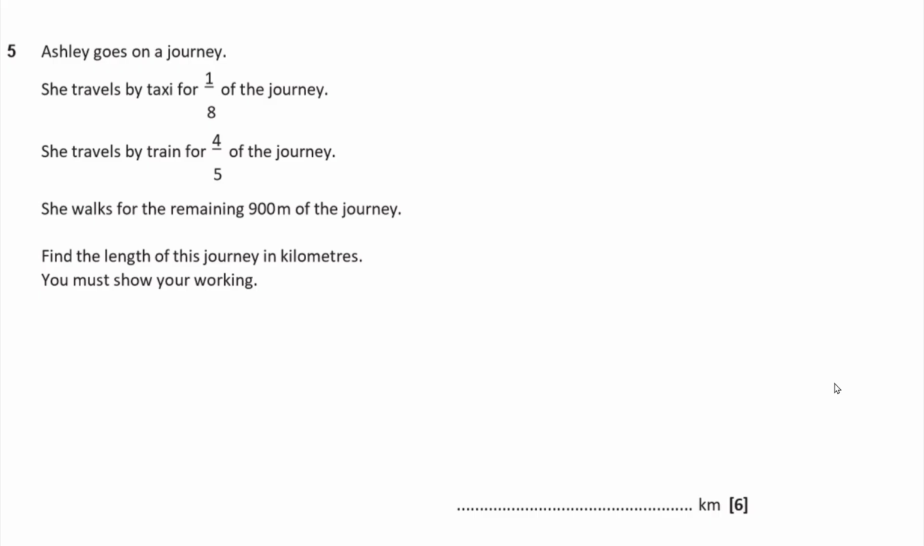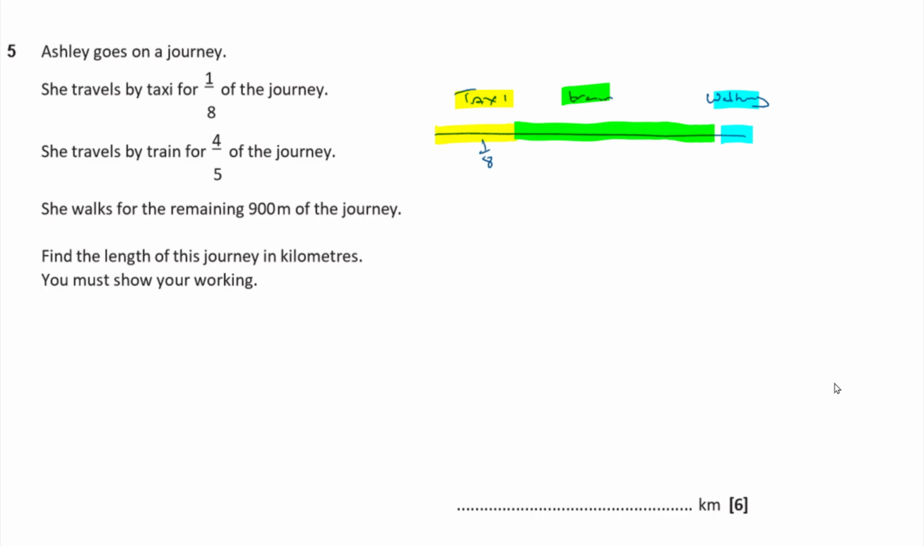Okay. So we've got two different fractions here representing different parts of the journey. So let's say it was a line. We did a bit by taxi, a bit by train, quite a lot of it by train actually, and a little bit by walking. Taxi part, train part, walking part. Now we know the taxi part was 1/8, and the train part was 4/5. So then the walking part has got to be the remainder, isn't it?